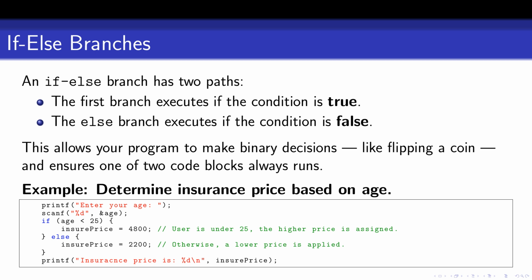The if-else structure makes this logic clear and ensures that a price is always assigned, no matter what age the user inputs. It's like flipping a coin. Either one branch or the other will run, never both.